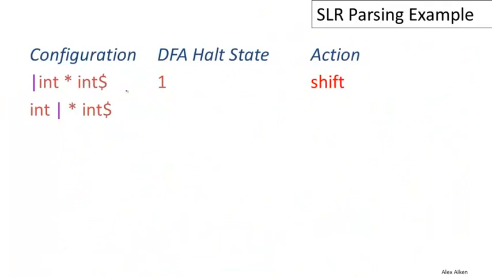So to summarize, on the initial configuration of the parser, the DFA halts in state 1. It never even gets out of state 1. It starts there and ends there without reading any input because the stack is empty. And the action that that state tells us to do is to shift. So that leaves us in the following state. There's an int on the stack, and we have a times coming up in the input.